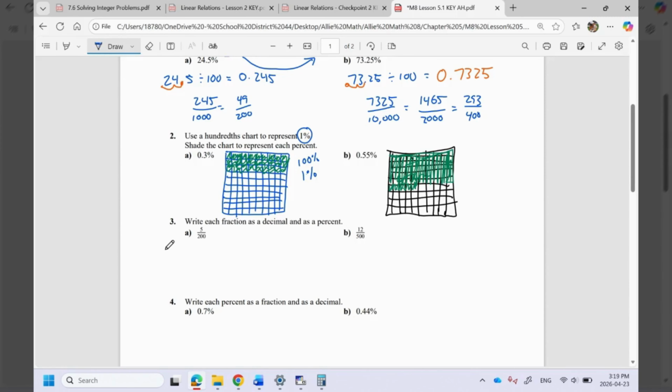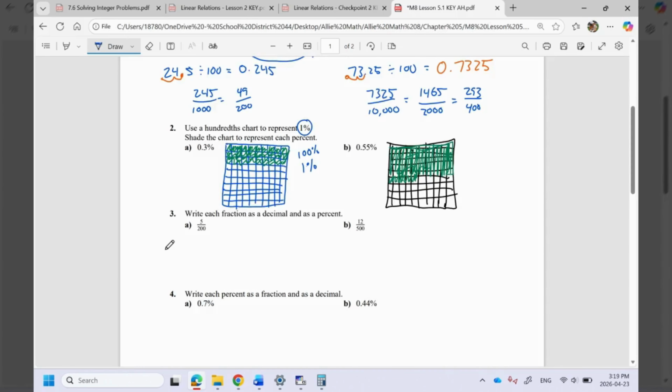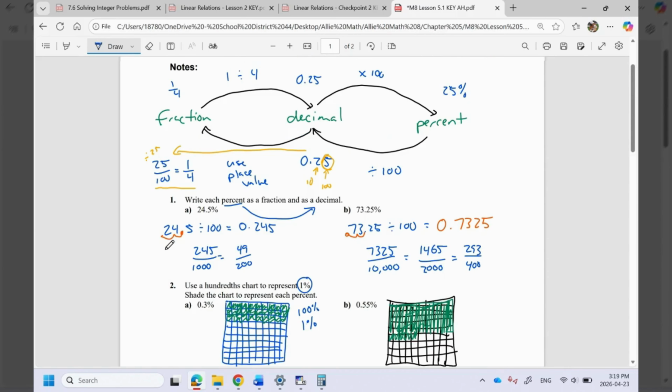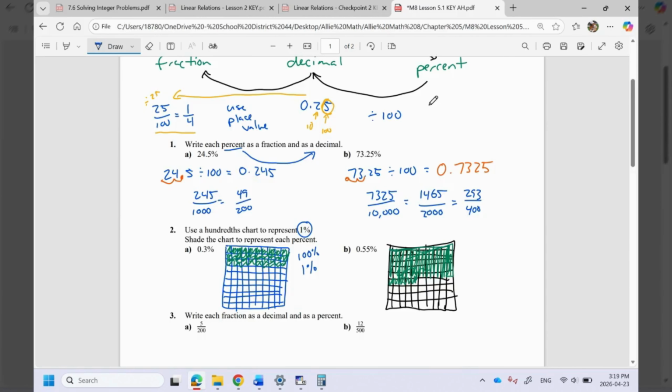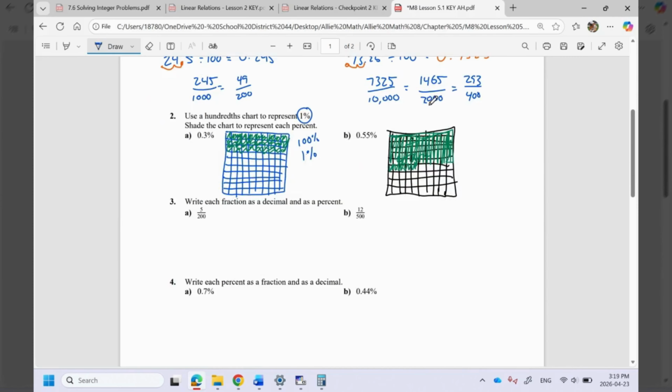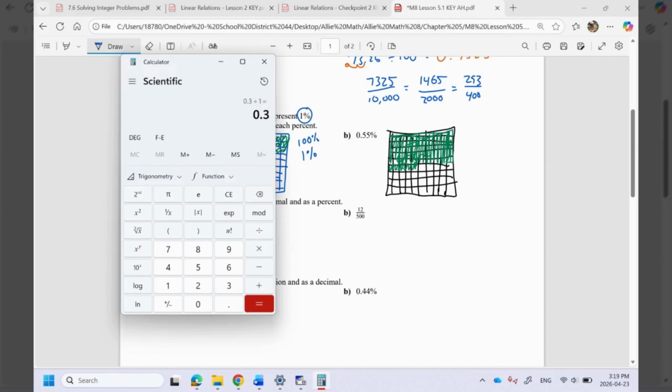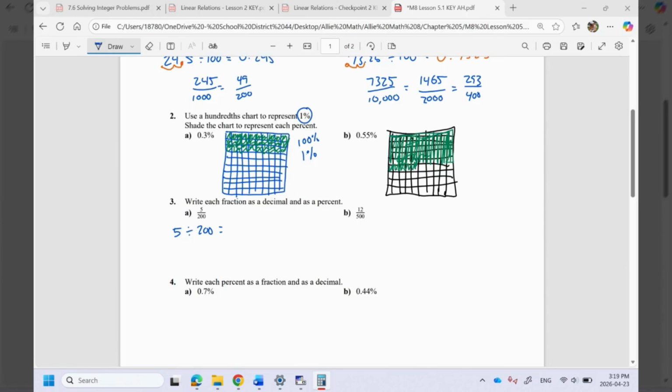Write each fraction as a decimal and as a percent. Okay, so this one we're just going all the way from the left side to the right side. We can go fraction to decimal and then decimal to percent. So let's go fraction to decimal first. Let's do 5 divided by 200, and we get 0.025.